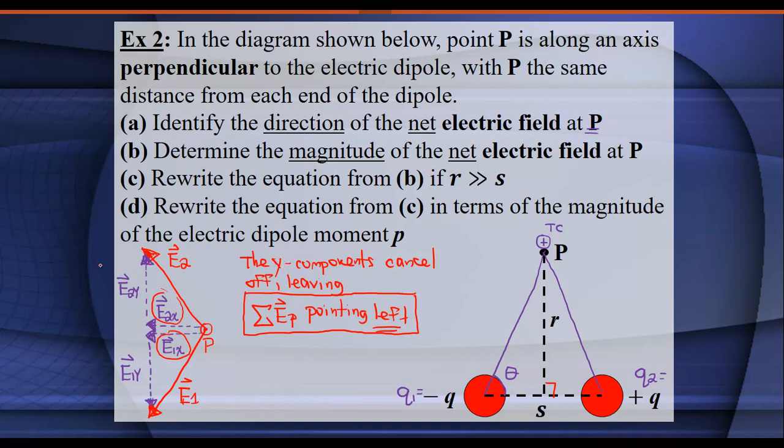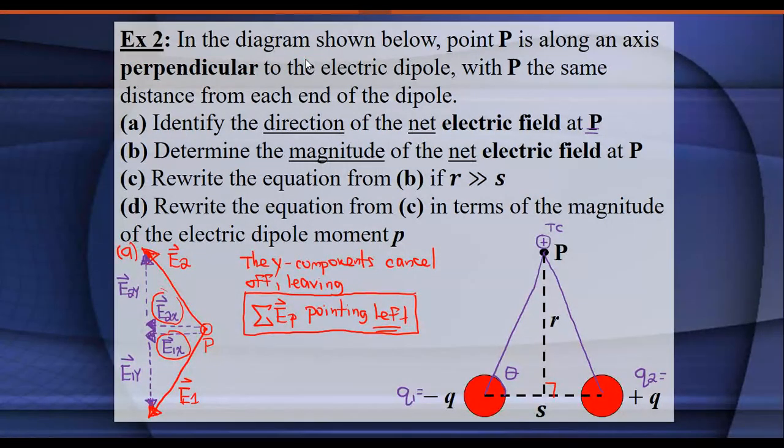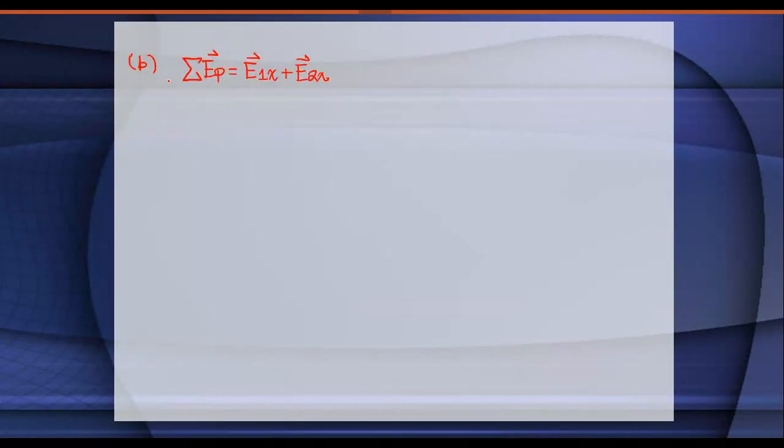Okay, so this is part A. Now we're going to go over here to part B. We want the net electric field at point P, and the net electric field at point P would be equal to the x component due to charge 1 plus the x component due to charge 2. Now, if we look at the diagram, both those components point towards the left, so I'm going to make left positive.